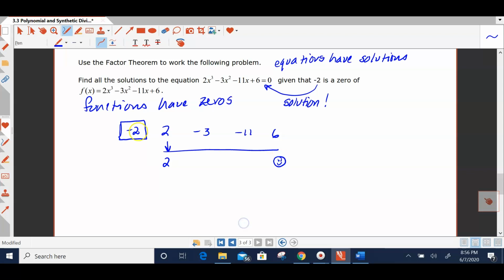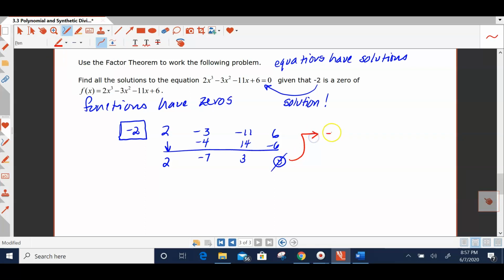Let's check it out. -2 times 2 is a -4. Add that to a -3 and we get a -7. -2 times -7 is a +14. Combine that with the -11 and I get a 3. And -2 times 3 is a -6. And guess what? That gives me a remainder of 0. Awesome. What that tells me is this.